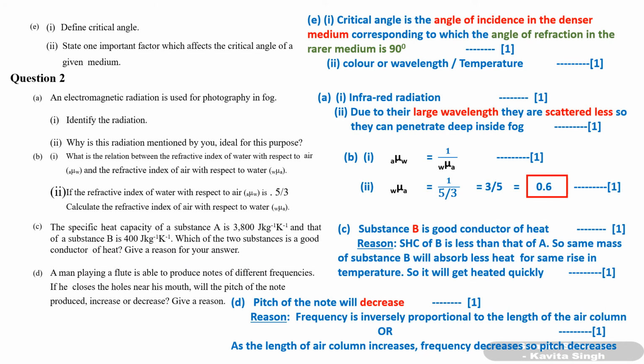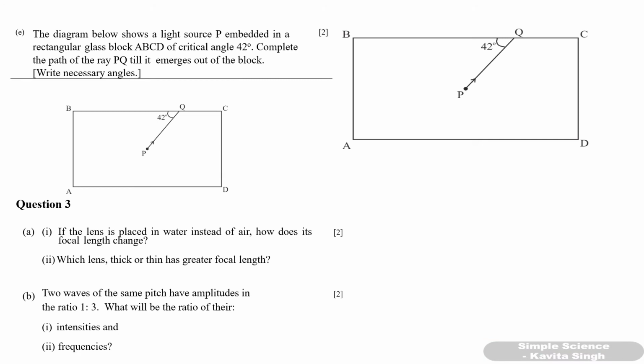Okay, next. E part. The diagram below shows a light source P embedded in a rectangular glass block ABCD of critical angle 42 degree.